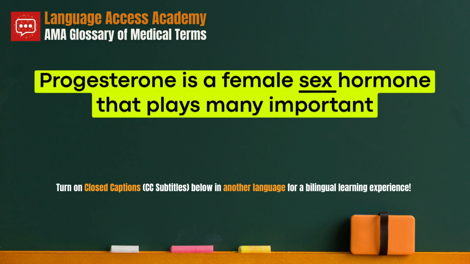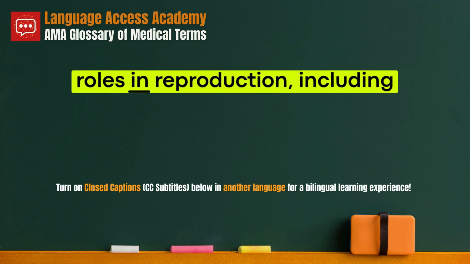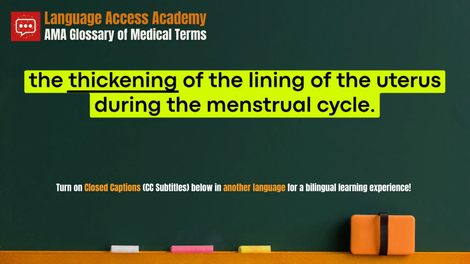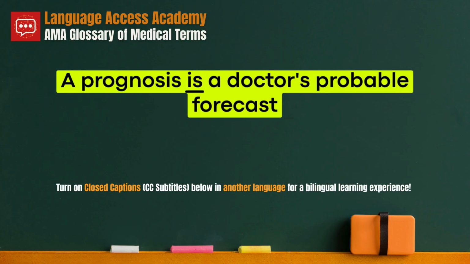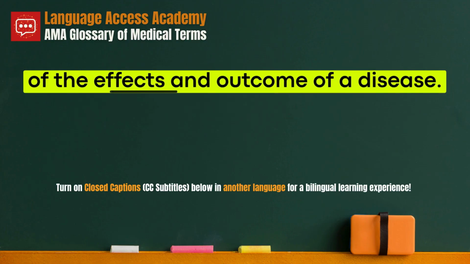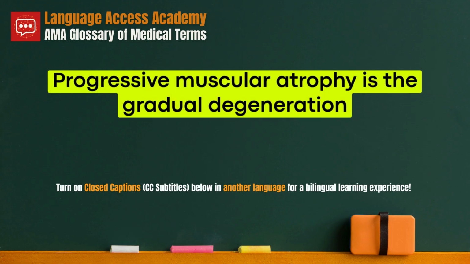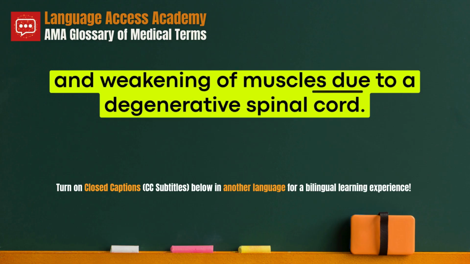Progesterone is a female sex hormone that plays many important roles in reproduction, including the thickening of the lining of the uterus during the menstrual cycle. A prognosis is a doctor's probable forecast of the effects and outcome of a disease. Progressive muscular atrophy is the gradual degeneration and weakening of muscles due to a degenerative spinal cord.